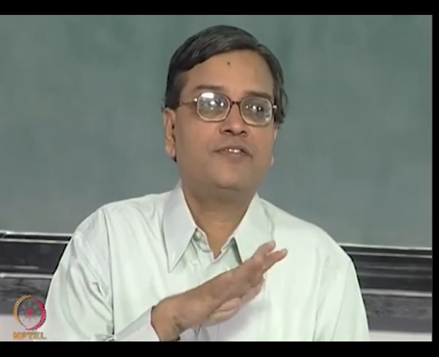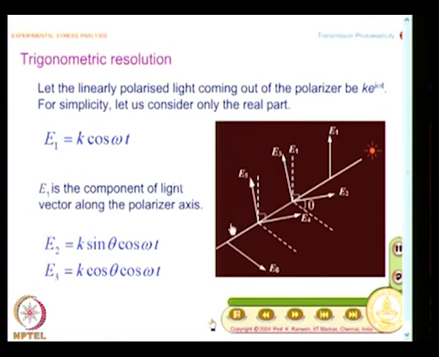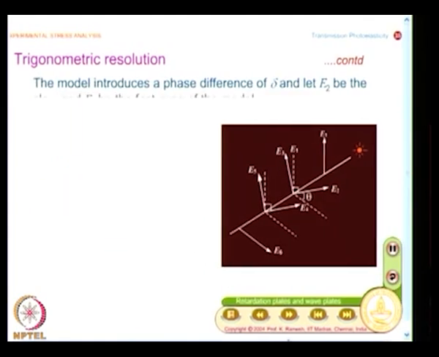Keeping in view that I am going to develop Jones calculus, where the matrices will look nice, we will take the choice of minus delta by 2 in the slow axis and plus delta by 2 in the fast axis. That is just for convenience, mathematics is not going to change. So, that is what we will do now. So, what we say is the model introduces a phase difference delta and let E2 be the slow axis and E3 be the fast axis of the model.